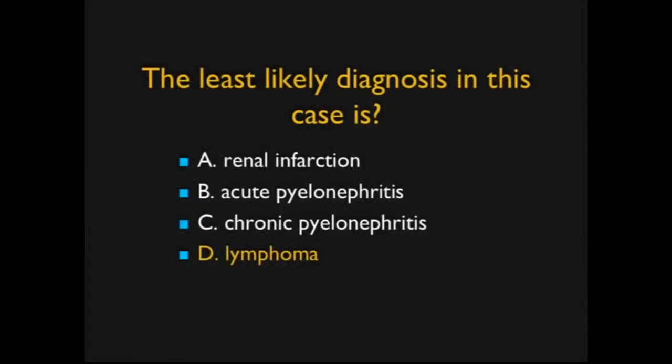The one thing this is not is lymphoma. Lymphoma is typically more mass-like. You don't see wedge-shaped defects. It's infiltrative, and most typically the kidney is going to be enlarged.